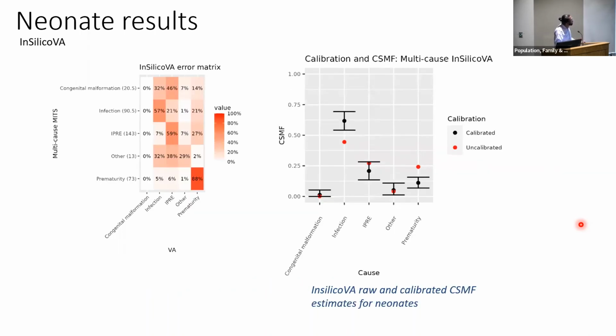I'll quickly go over the neonate results. The main feature of the neonates was prematurity having a very high sensitivity. It gets almost all the prematurity cases correctly, but then for all the other cases, especially infection and EPRI, which are major categories, there is a lot of misclassification into prematurity. So there's not too many false negatives for prematurity, but a lot of false positives. And so the calibration, as you would expect, brings down prematurity quite a bit, and brings up infection because a lot of infection cases were getting misclassified as prematurity.